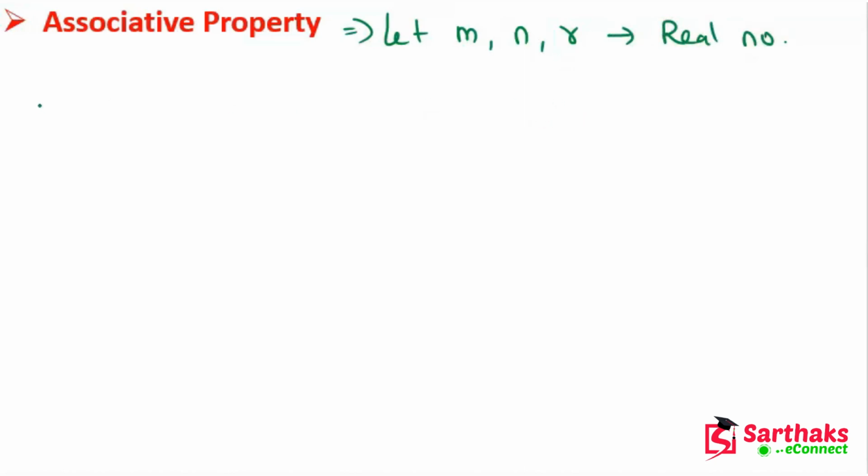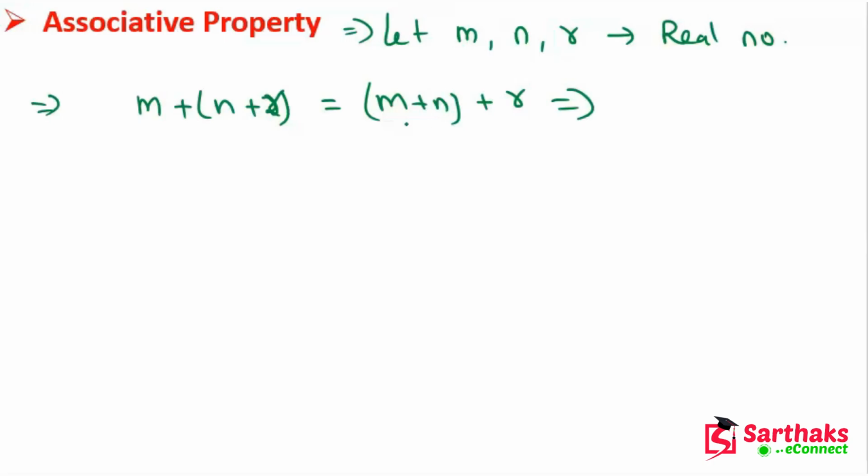Okay. So now my dear friends, if we do m plus n plus r, or if we do m plus n or r plus r, then the result will always be same. If we add the last two numbers and then add the first number, or if we add the first two numbers and then add the third number, then the result will always be same. This is the associative property for addition.